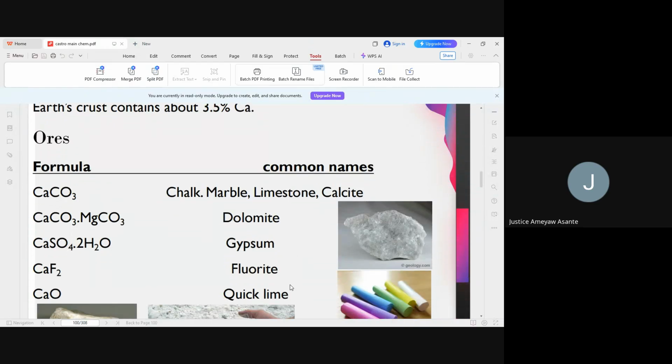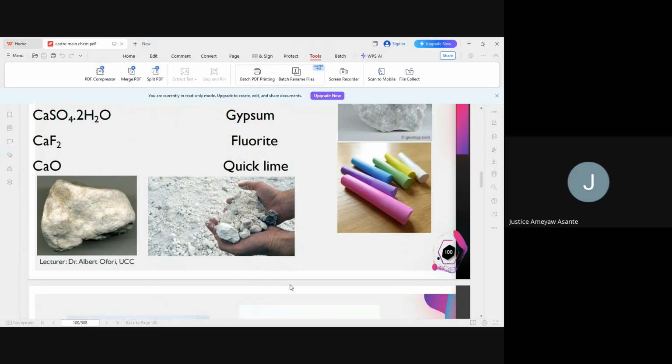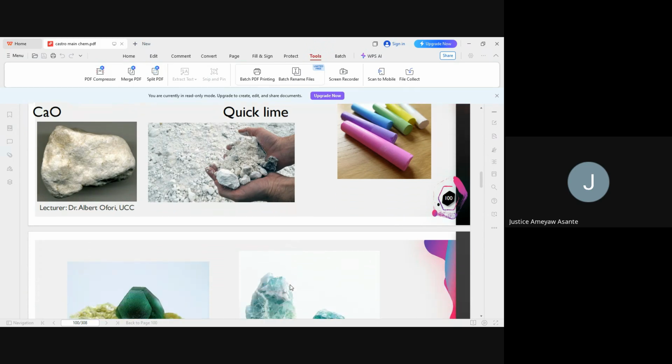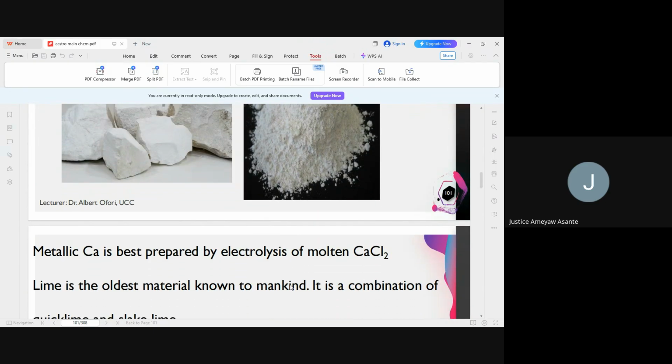In the earth's crust, the calcium is there in the form of ore. We have calcium carbonates, magnesium carbonate. So calcium carbonates, which we refer to as chalk or marble or limestone, calcite. Then it is also in dolomite, gypsum, fluorides, and then in quicklime, which is calcium oxide. So all these are examples of ores that we can get our calcium from.